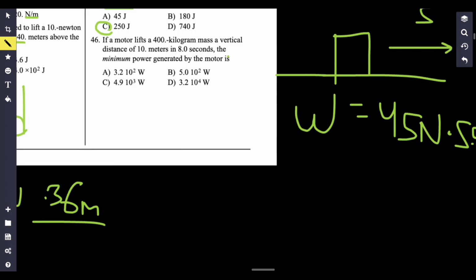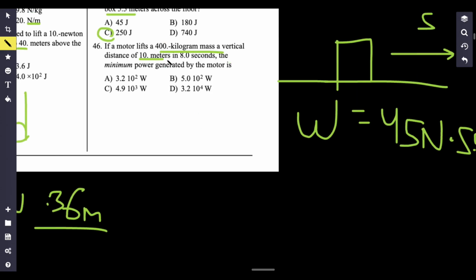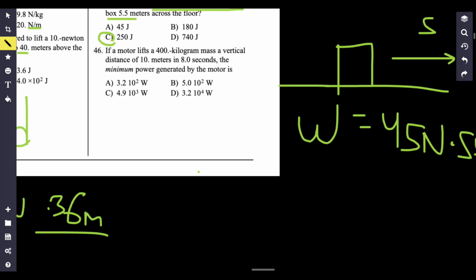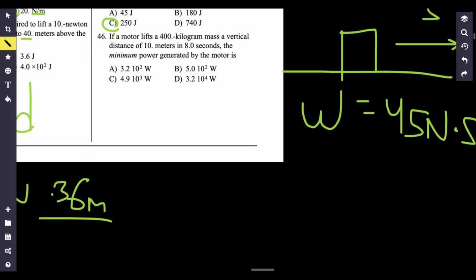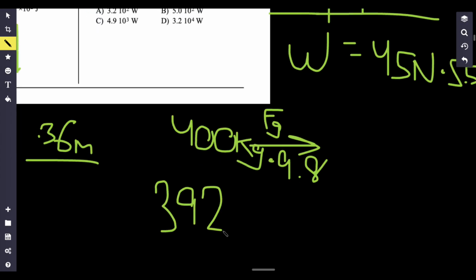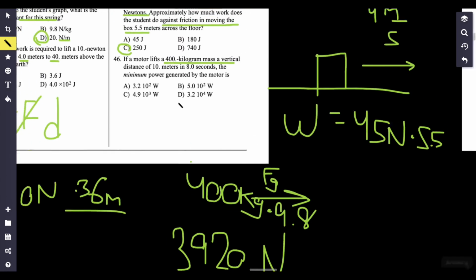Now, a motor lifts this 400 kilogram load 10 meters in 8 seconds. What is the minimum power generated by the motor? Remember that this mass right over here, you can convert into a force. Whenever you have kilograms, you can convert it into a force through the force of gravity, which is equal to mass times the acceleration due to gravity. So 400 times 9.8 is 3,920 newtons, right?